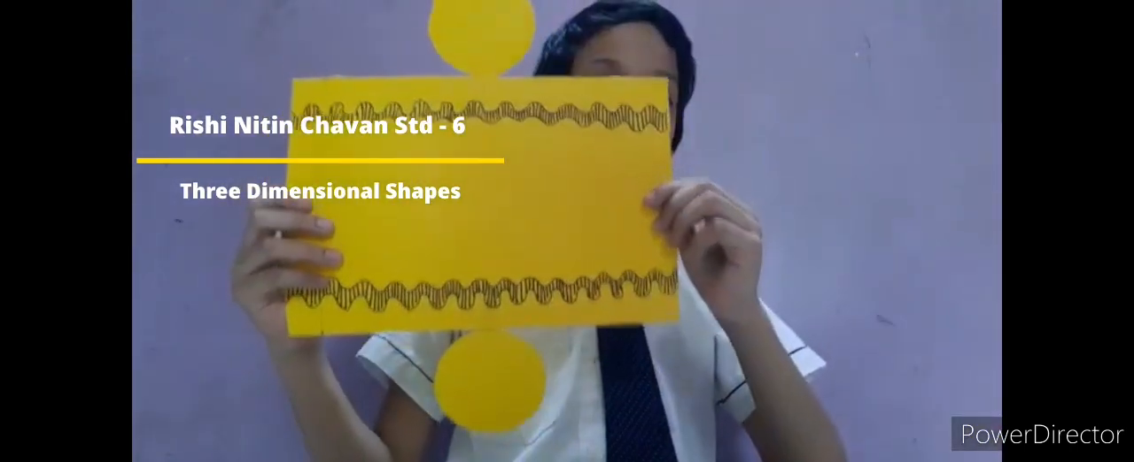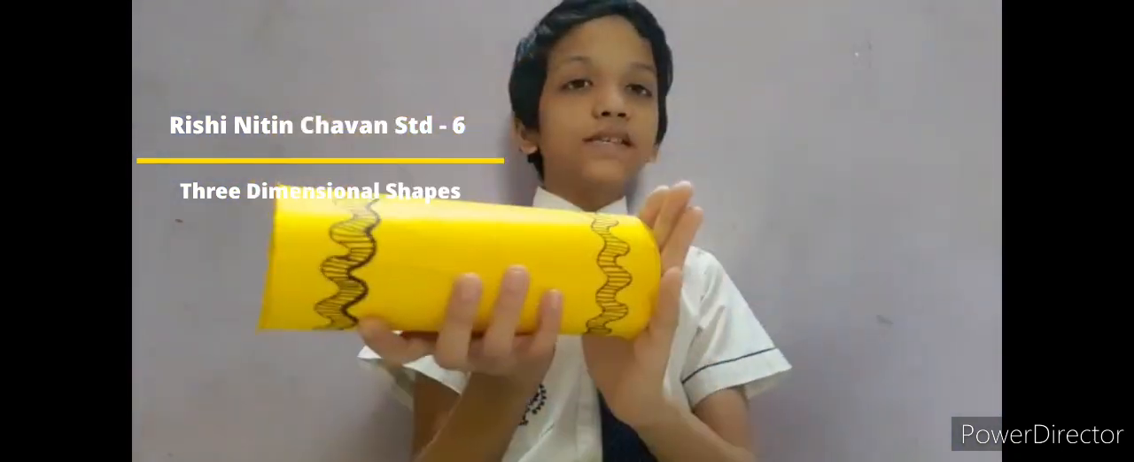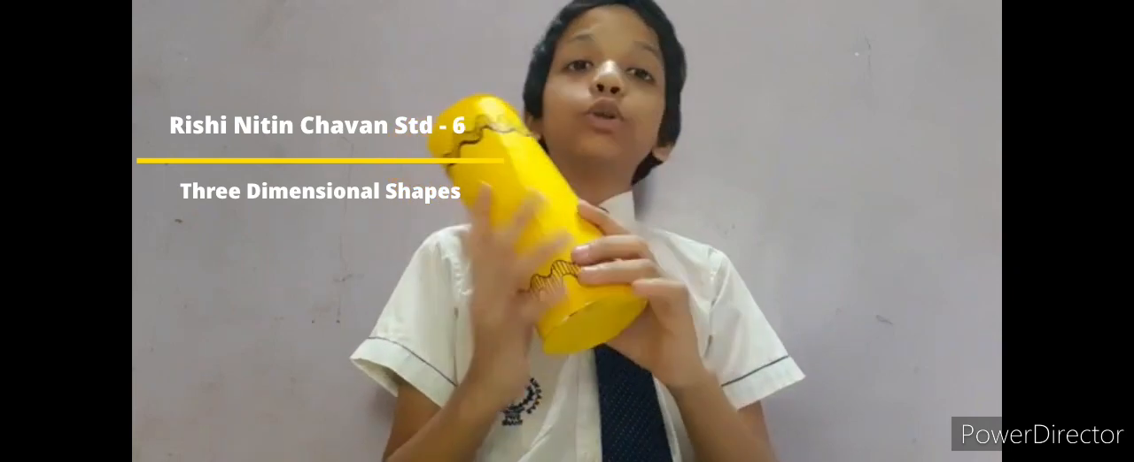This is a net of a cylinder which has 3 faces and 2 edges, and due to its round shape, it has no vertices.